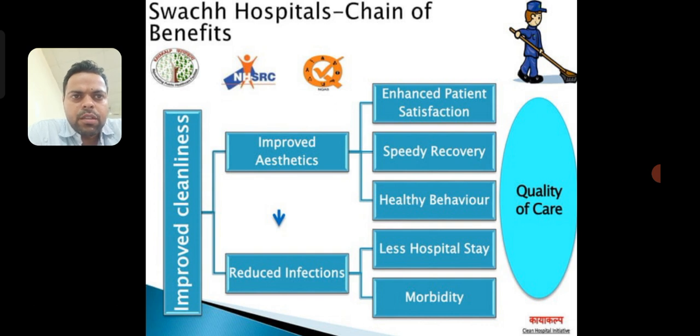There is improved cleanliness, improved aesthetics, reduced infection, less hospital stay and less morbidity, and improved aesthetics, enhanced patient satisfaction, speedy recovery and health behavior in the quality. It is the overall view of quality of care.